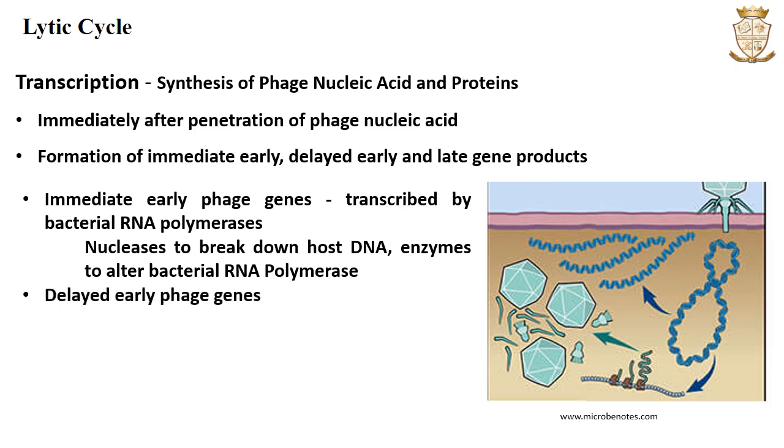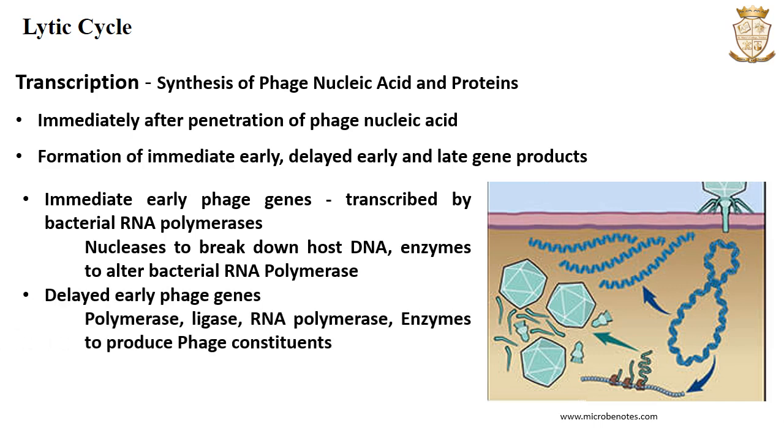Next is the delayed early phage gene transcription. The products include enzymes to produce phage constituents for producing the phage head, tail, etc. Then phage polymerase, ligase and RNA polymerase for nucleic acid replication, and further transcription will also be made during this delayed early phage gene transcription.